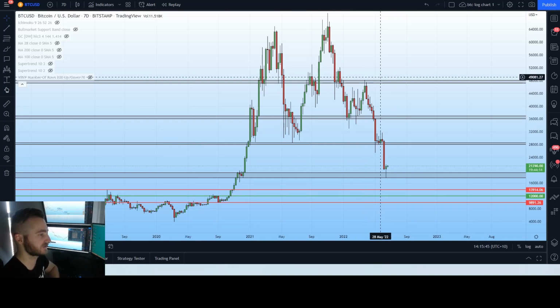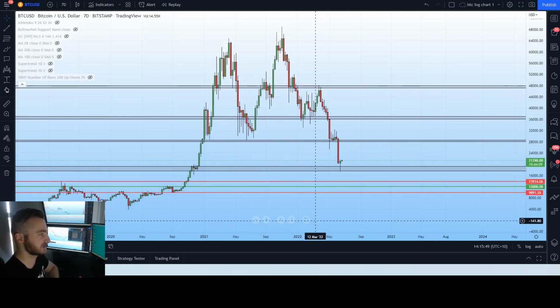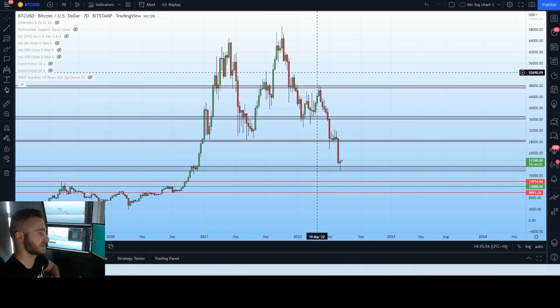So taking a look at Bitcoin over here, we are in a little bit of a sticky zone, and I'm going to talk about briefly what is actually occurring on this chart. And this is the chart we're going to be focusing on today, and then we'll break it down.